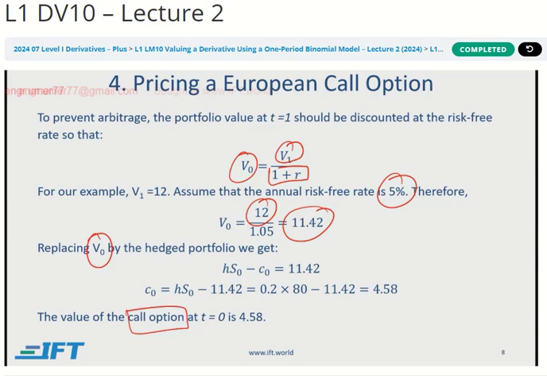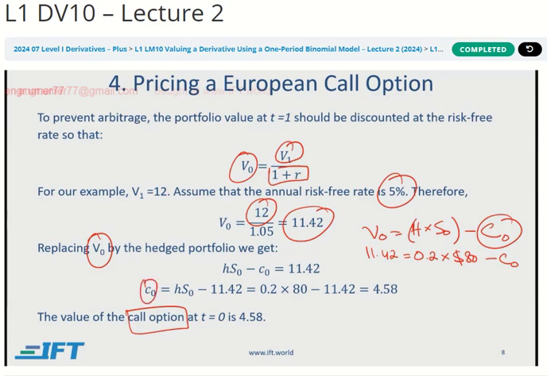So again, the value today is equal to the hedge ratio multiplied by the spot price today minus the call option value today. And we need to know this. Now we know the value today, which is 11.42. We know the hedge ratio, which is 0.2. We know the spot price today, which is $80. And now we can solve for the call option value today.